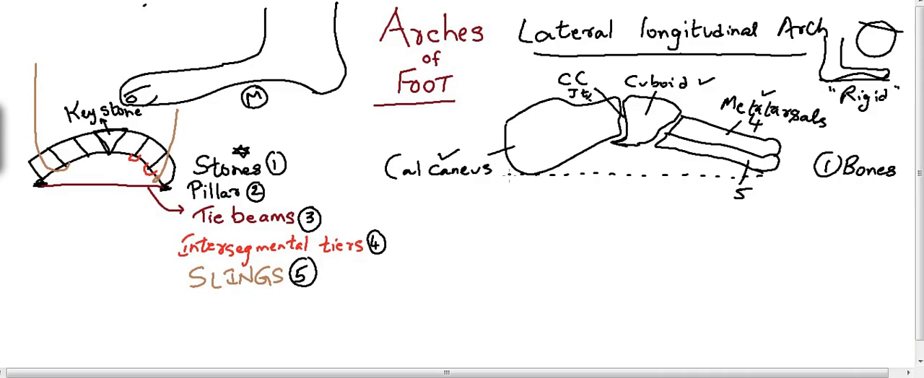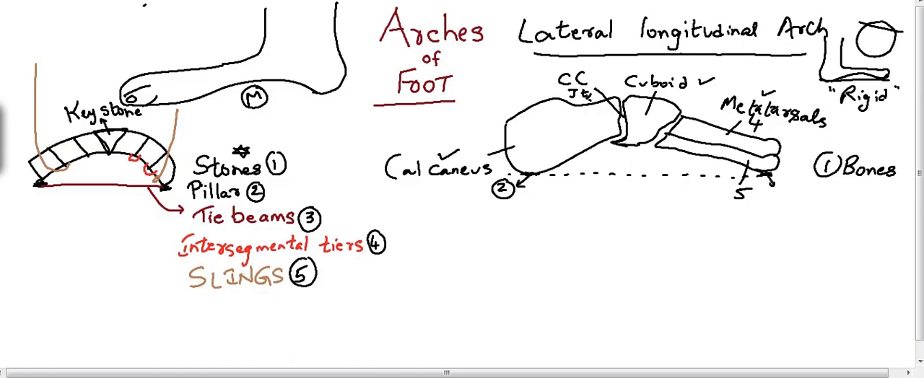Moving on to the pillars. The lateral half of the calcaneus is the posterior pillar, and the heads of the fourth and fifth metatarsals are the anterior pillar. So this is the anterior pillar and this is the posterior pillar. So we finish the pillars. Moving on to the next aspect, that is the tie beams. Connecting the pillars are called the tie beams.